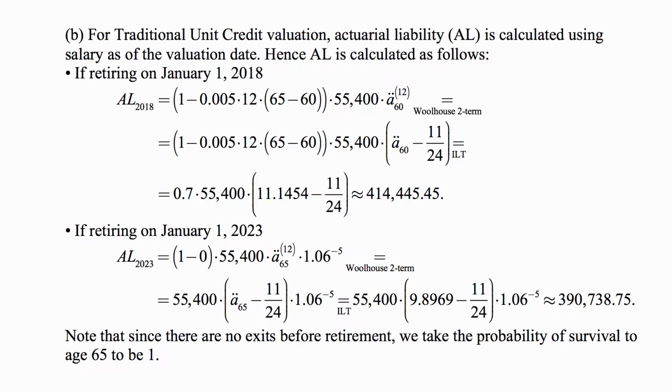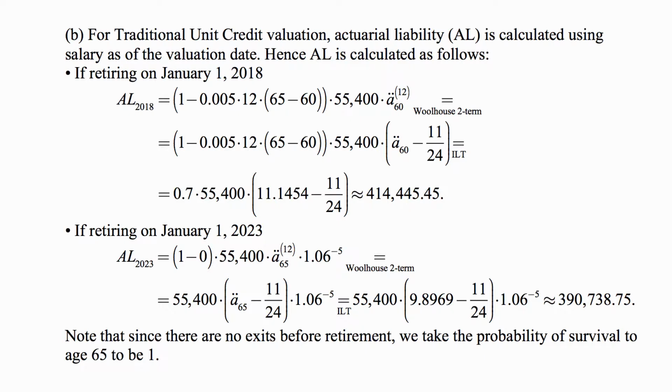And then the Woolhouse 2 term approximation for a double dot 60 upper 12 is a double dot 60 minus 11 over 24. And then from the illustrative life table, a double dot 60 is found to be 11.1454. So we plug those numbers in. 12 times 5 is 60, multiplied by 0.005 gives us 0.3. 1 minus 0.3 is 0.7, so it's 0.7 times 55,400 times 11.1454 for a double dot 60 from the table, minus 11 over 24, and that gives us 414,445.45.